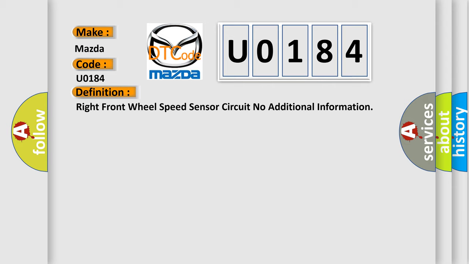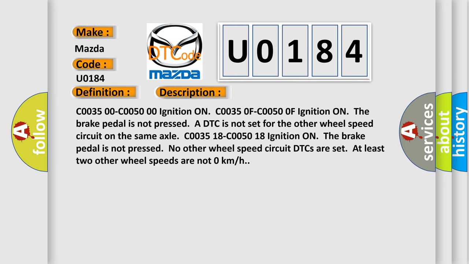And now this is a short description of this DTC code. Ignition on, the brake pedal is not pressed, a DTC is not set for the other wheel speed circuit on the same axle. Ignition on, the brake pedal is not pressed, no other wheel speed circuit DTCs are set, at least two other wheel speeds are not 0 km per hour.